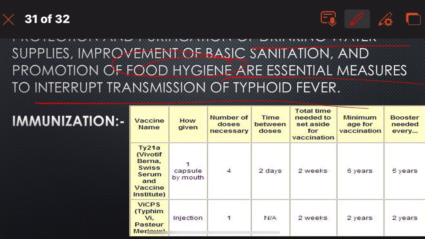The minimum age for vaccination is 6 years. The vaccine is suitable for individuals 6 years of age and older, but it is not recommended for those who have weakened immune systems.